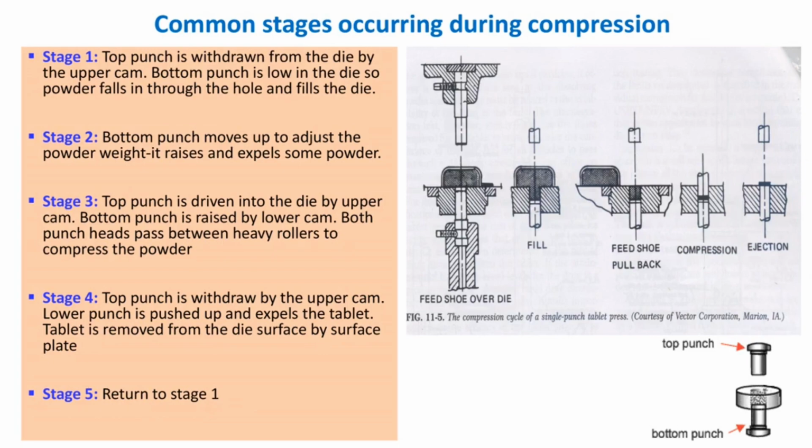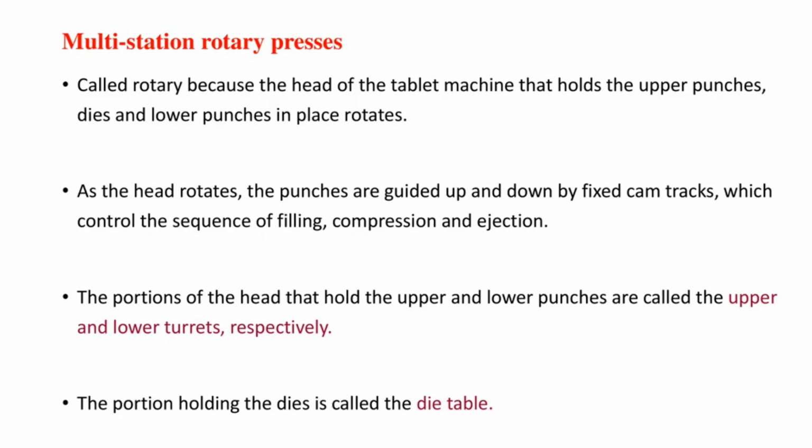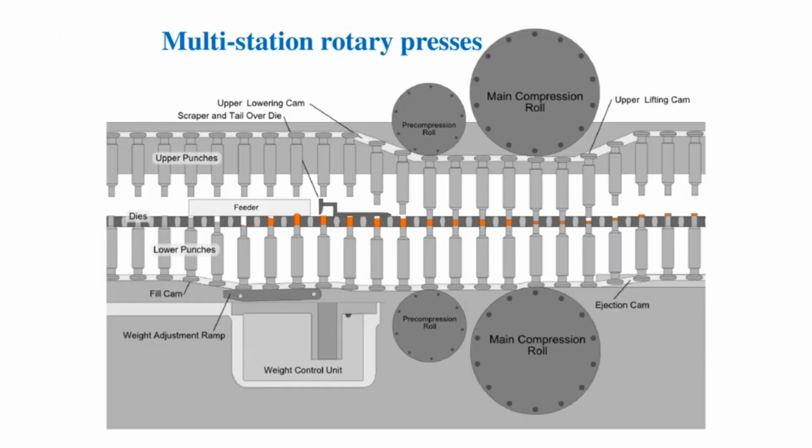Multi-station rotary press is called rotary because the head of the tablet machine that holds the upper punches, dies and lower punches in place rotates. As the head rotates, the punches are guided up and down by fixed cam tracks, which control the sequence of filling, compression and ejection. The portions of the head that hold the upper and lower punches are called the upper and lower turrets, respectively. The portion holding the dies is called the die table.